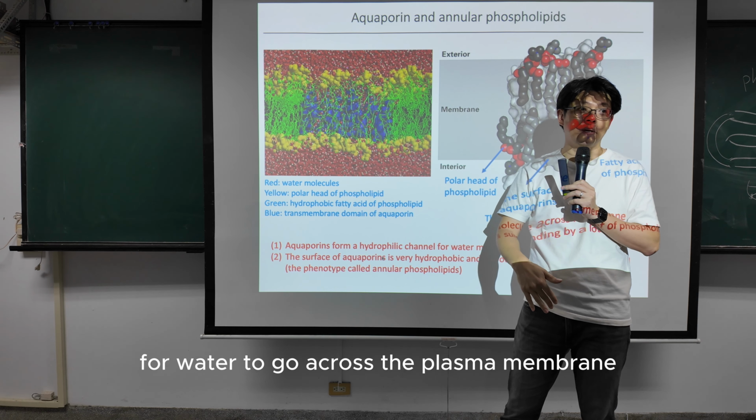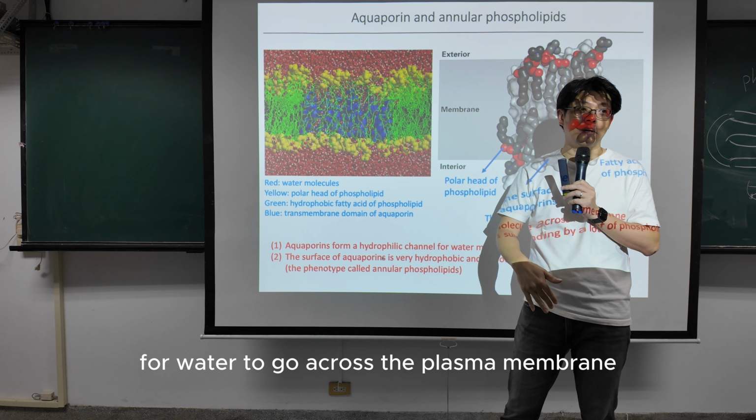You will see here, this is a cartoon dynamic simulation. The red will be the water molecules. This is the cytosol part. This is the extracellular part. This is the plasma membrane. And this yellow will be the polar head of the plasma membrane. And the green will be the fatty acid tail of the plasma membrane.